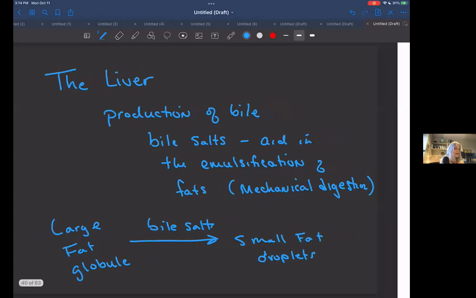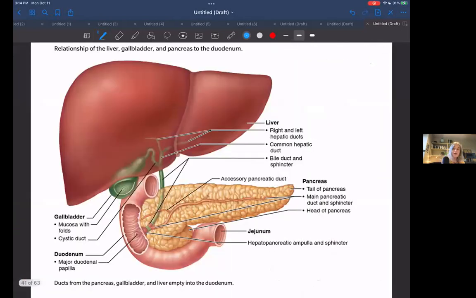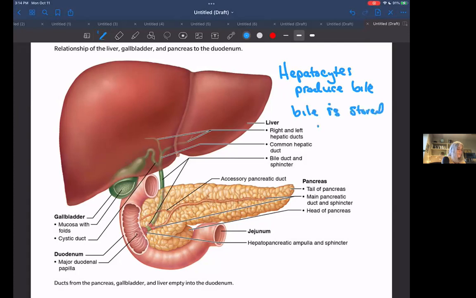So let's look at an image of this. The liver contains cells called hepatocytes. So hepatocytes produce bile, and that's in the liver. The bile is then stored in the gallbladder, and it is released into the duodenum, which is the first part of the small intestine.